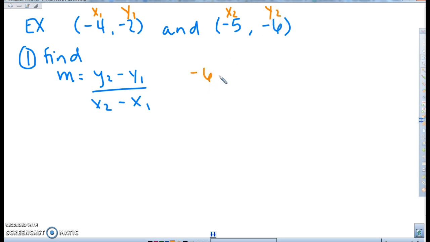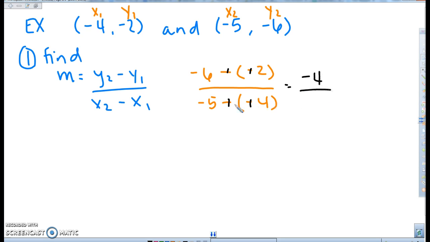So I get negative 6 minus a negative 2. Be careful with those negatives, it's a minus a negative. And negative 5 minus a negative 4. Remember, 2 minus signs become a positive. So I really have negative 6 plus 2, which gives me negative 4. And negative 5 plus 4 is negative 1. A negative 4 divided by a negative 1 is a positive 4.